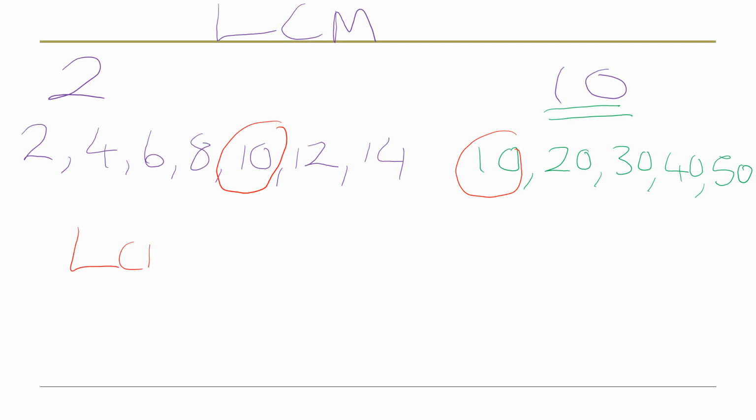So our lowest common multiple of 2 and 10 is going to be 10. And just like our highest common factor, it doesn't matter if 10 is one of the numbers, it is still the lowest common multiple. So that is how you find your lowest common multiple.